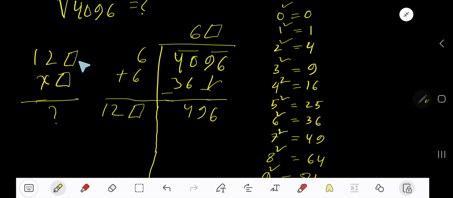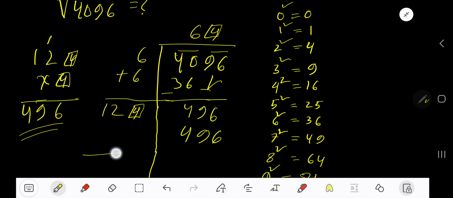So if you take 4, then 4 times 4, 16. Bring down 6, carry on to the next column. 4 times 2, 8 plus 1, 9. 4 times 1, 4. 496, which is equal. So our guessing number 4 is correct. Okay, so 64, right? 4 times 124, that is 496.